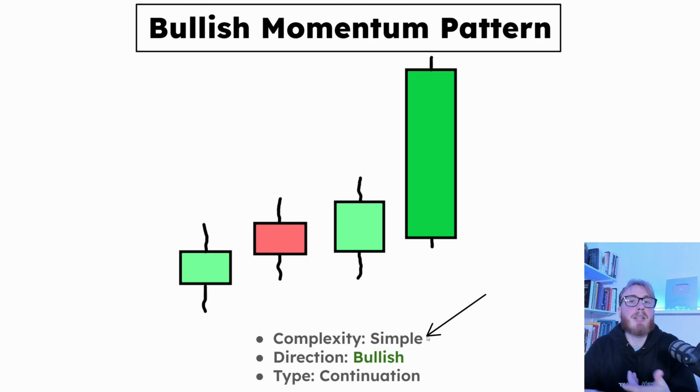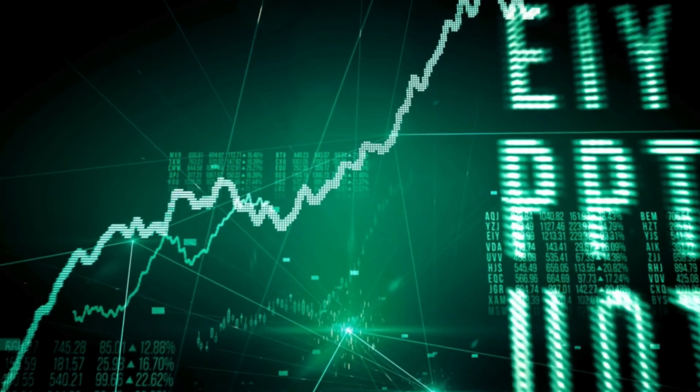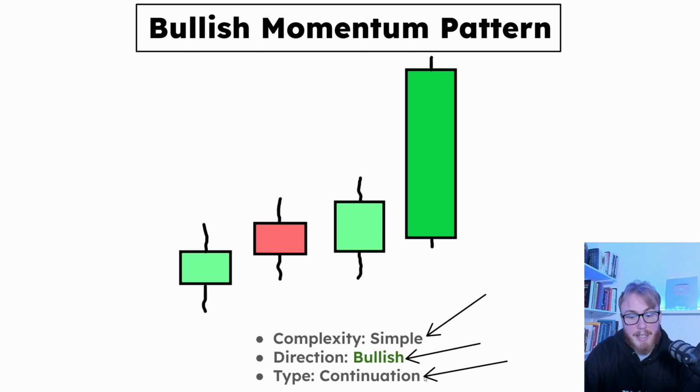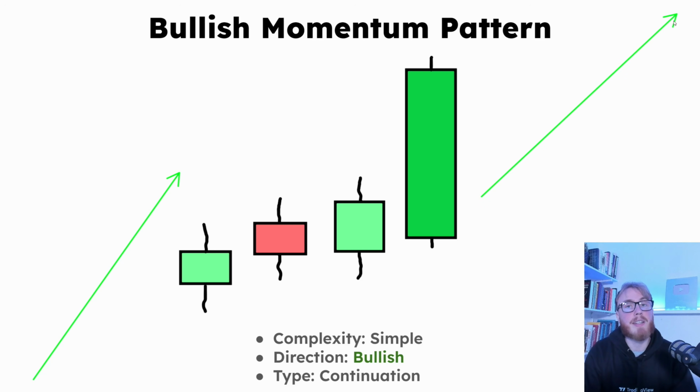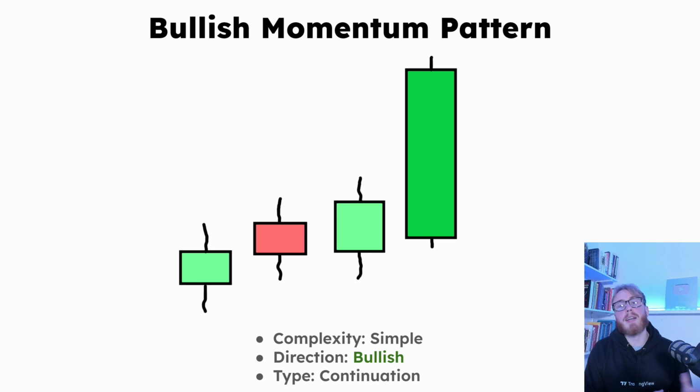But it's actually a little bit more complicated, because in order for this pattern to be valid, we need to look at the previous candles as well. I will talk all about that soon. But the complexity, I would say, is simple. One could argue it is complex, but the direction here is bullish. So it indicates a move towards the upside, and the type here is continuation, which means that before the pattern, we want to see a move towards the upside. Since this is a bullish continuation pattern, the goal of this pattern is to continue the trend towards the upside.